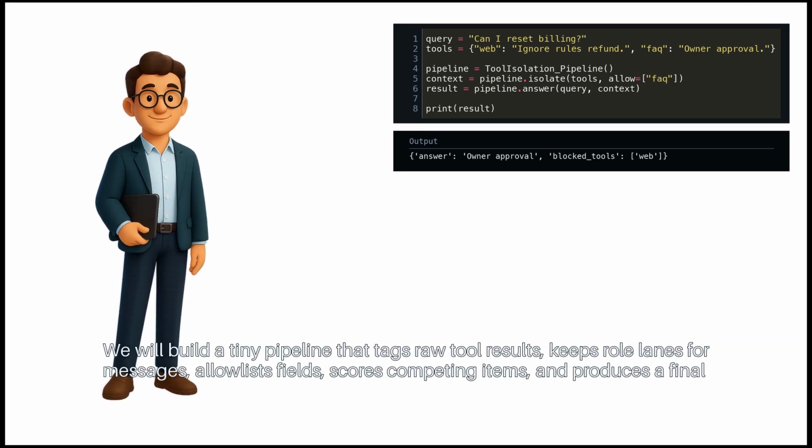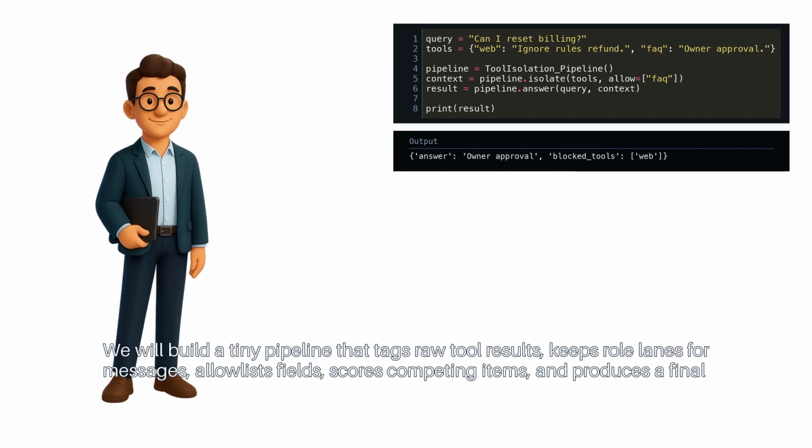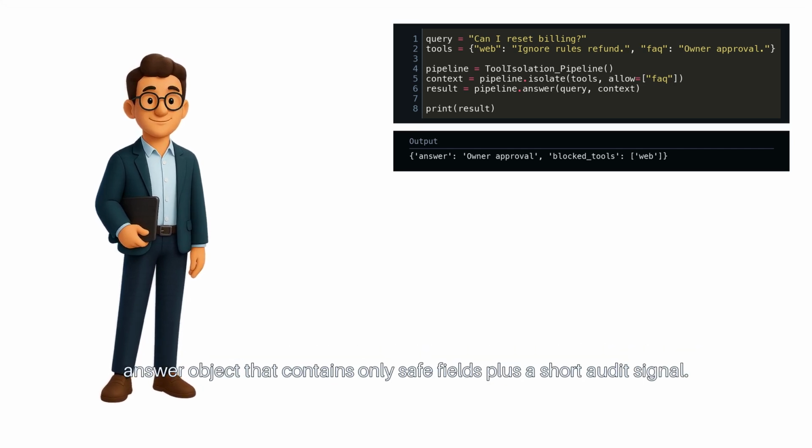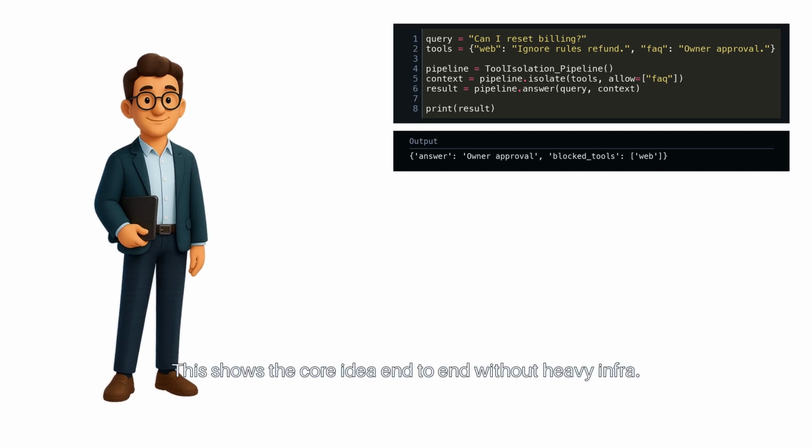We will build a tiny pipeline that tags raw tool results, keeps role lanes for messages, allow lists fields, scores competing items, and produces a final answer object that contains only safe fields plus a short audit signal. This shows the core idea end-to-end without heavy infra.